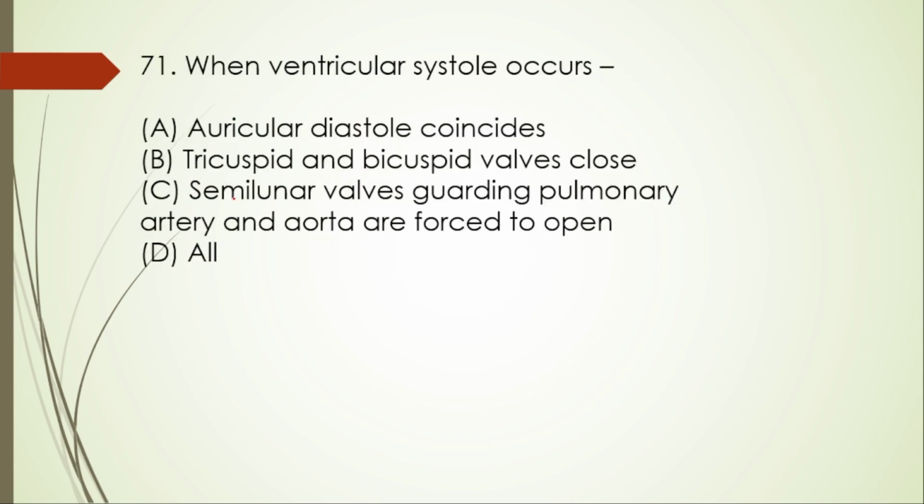Next question, that is question number 71. When ventricular systole occurs, auricular diastole coincides, tricuspid and bicuspid valves are closed, semilunar valves guarding the pulmonary artery and aorta are forced to open. So all of these are right with respect to ventricular systole occurrence.